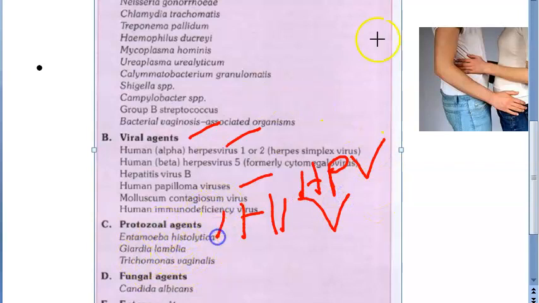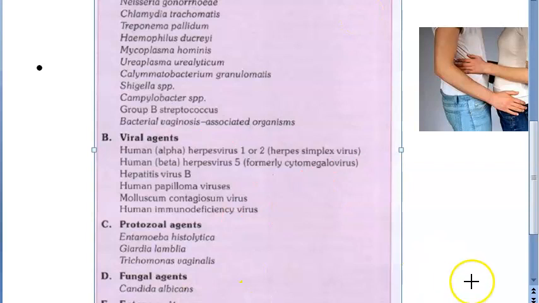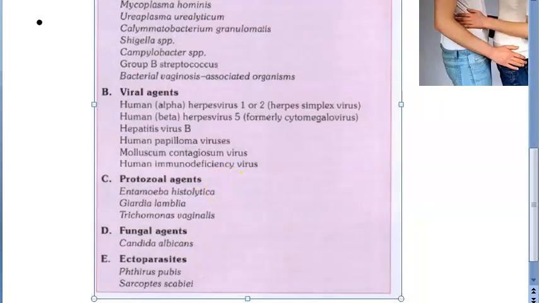Then you have some protozoal agents also, guys. Let's look at these. Entamoeba histolytica. So what will this cause? What is it called? Dysentery, Giardia lamblia, Trichomonas vaginalis. Okay, Entamoeba histolytica causes amoebiasis.